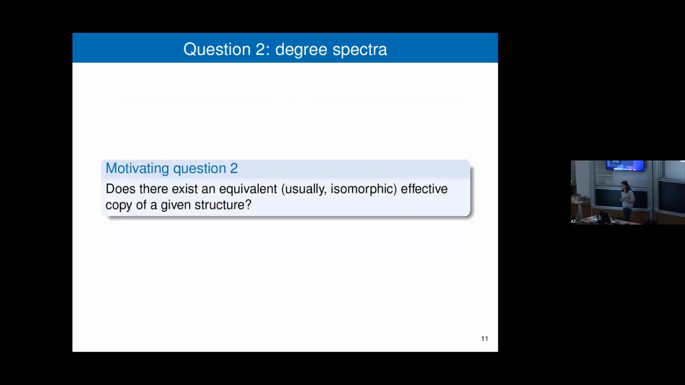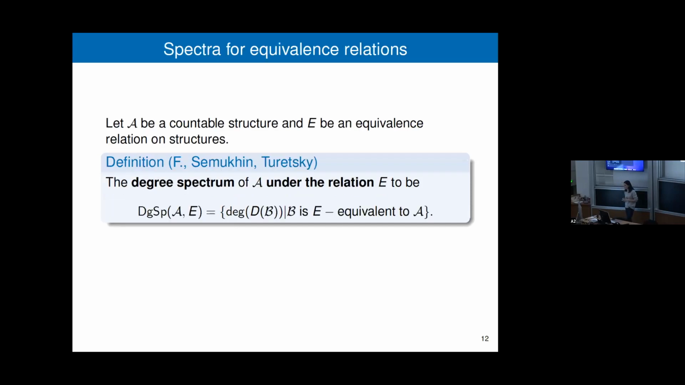Okay, good. So let's move to the second question. The second question is about the existence of a computable bi-embeddable copy of a structure. This is formalized using the notion of degree spectra. Let me start with the general definition. Suppose we have a countable structure and an equivalence relation. Then the degree spectrum of this structure with respect to this equivalence relation is just the set of degrees of all the E-equivalent copies of A.